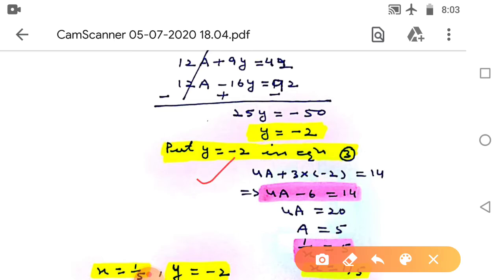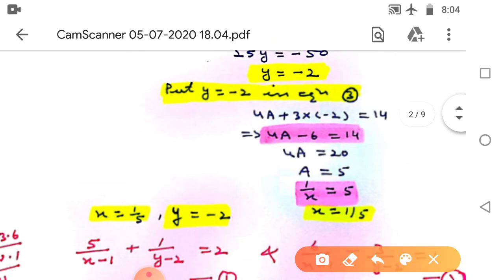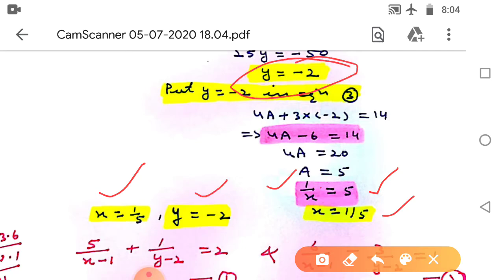So 4a plus 3 into minus 2 is equal to 14, and 4a minus 6 is equal to 14, and the value of a comes 5. The value of a is 5 here, right? But what is a? A is 1 upon x. So 1 upon x is equal to 5. So x is equal to 1 upon 5. So the value of x is 1 upon 5, and the value of y is minus 2, after converting them into linear equation of two variables.